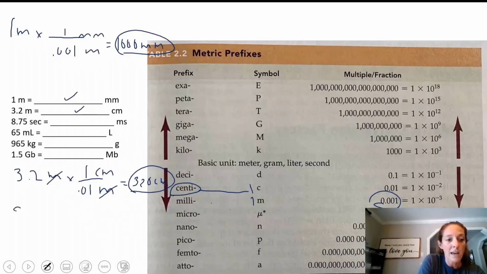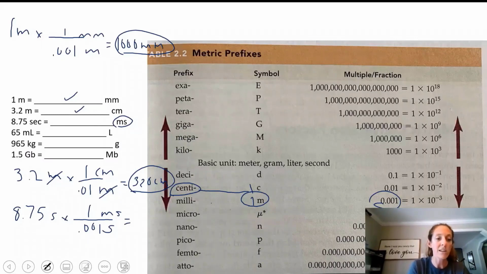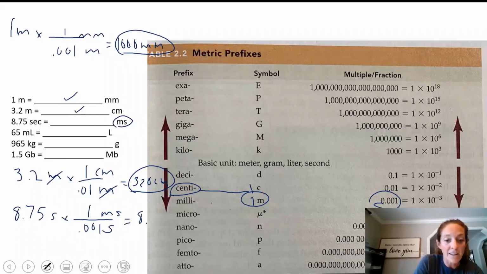The third one, 8.75 seconds. What do I want? I want milliseconds. What have I got? I've got seconds. So I'm going to go back to milli. We said right here that we knew that 1 millisecond was 0.001 seconds. So you're just plugging it into your calculator again. 8.75 divided by 0.001 to get 8,750 milliseconds. Seconds and seconds cancel out.